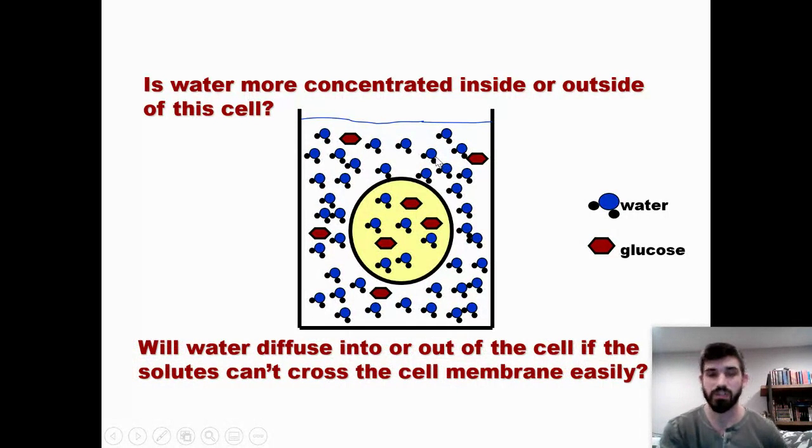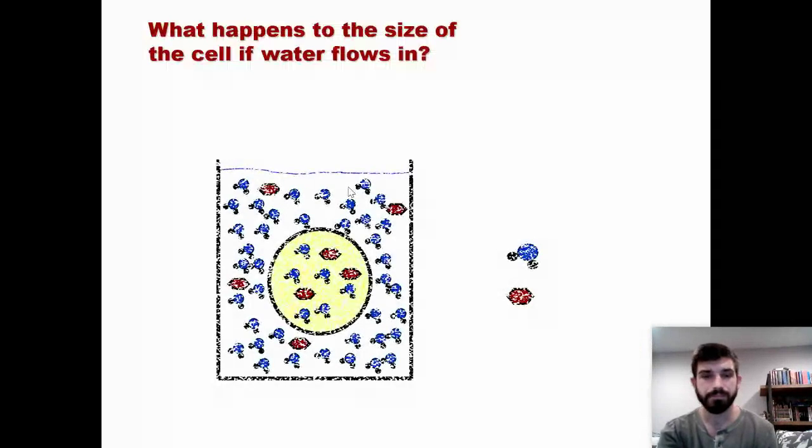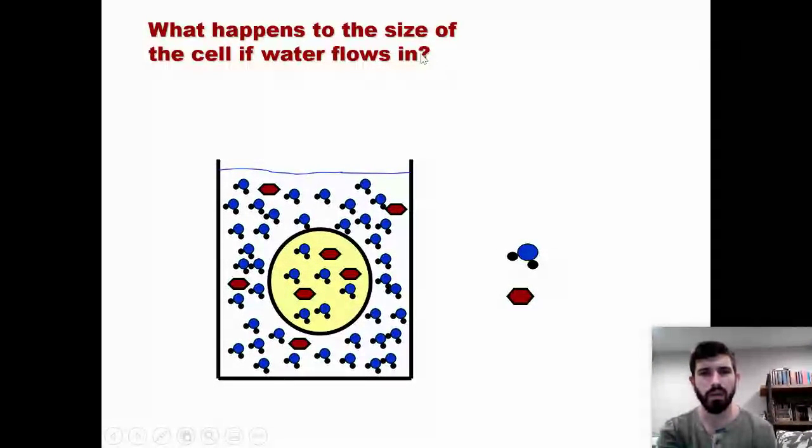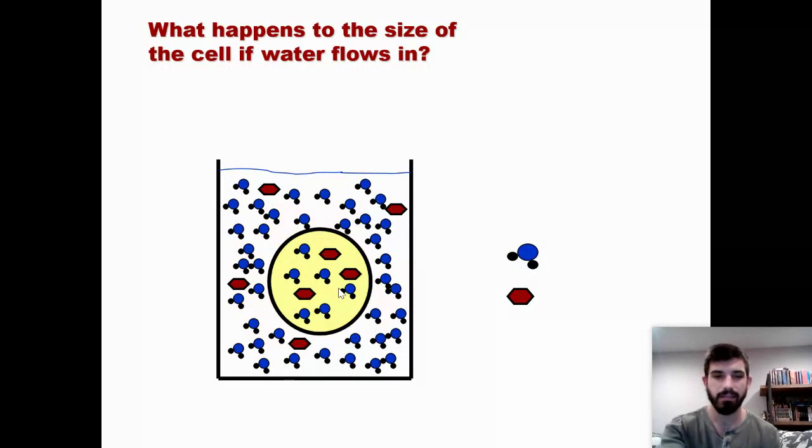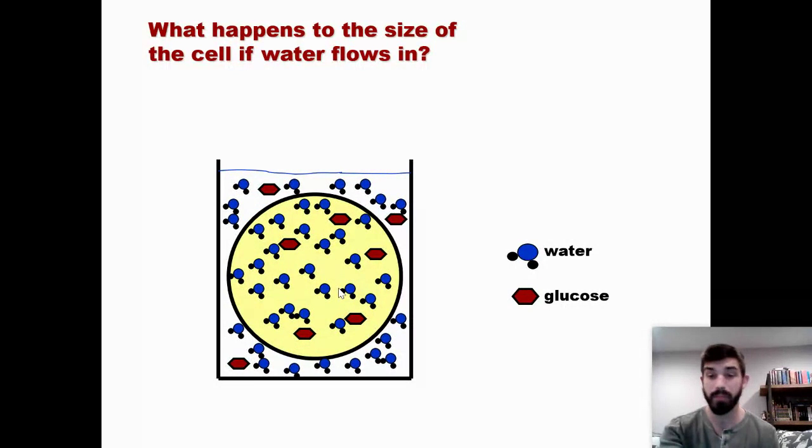That brings us to a next question. So if there's a higher concentration of water outside the cell, then is water going to diffuse into the cell or out of the cell? And hopefully you were able to figure that water is going to flow into the cell. So what happens to the size of the cell if water flows into it, right? Well, we know it's going to swell up like such. I'll do it again in case you didn't see it, right? Check this out. It's going to get bigger.